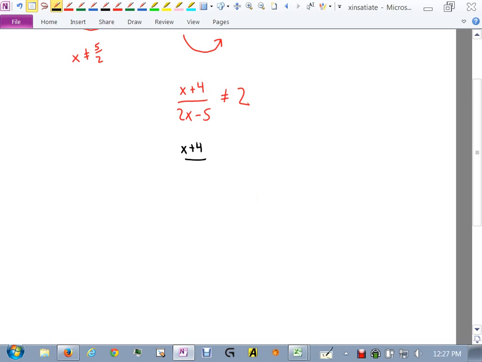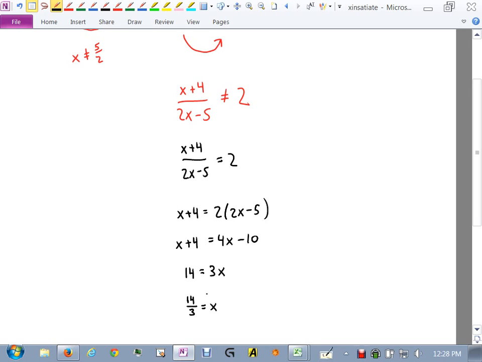x plus 4 over 2x minus 5 equals 2, which means x plus 4 equals, I'm multiplying both sides by 2x minus 5, 4x minus 10. So solve this equation for x. Move all your x's to one side, all your numbers to the other. 14 equals 3x. So 14 thirds is x. That's what it can't be, right?